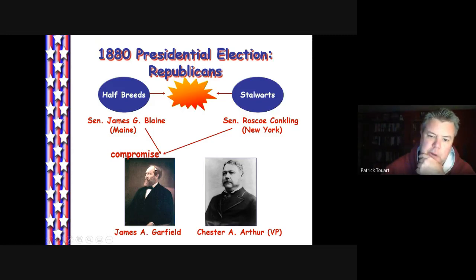So they come up with a compromise candidate, James A. Garfield. Both sides agree that this guy's enough of a compromise. And then they put a Stalwart in the vice presidency. So these are two different factions' representatives. Both are Republicans, and part of the Republican machine.